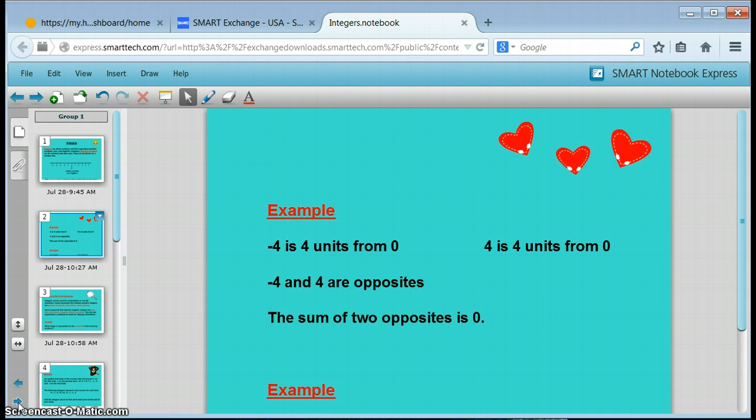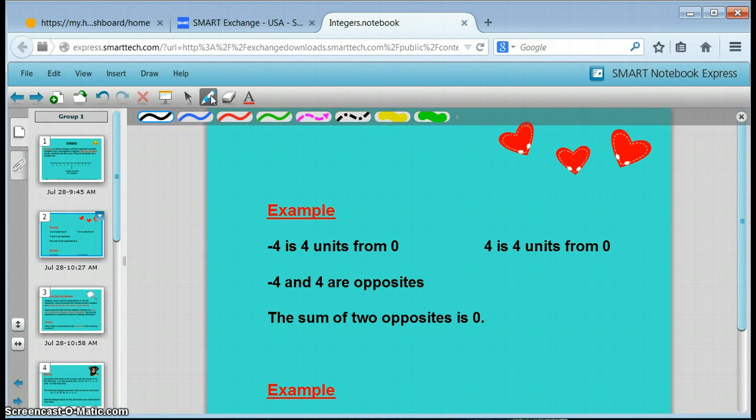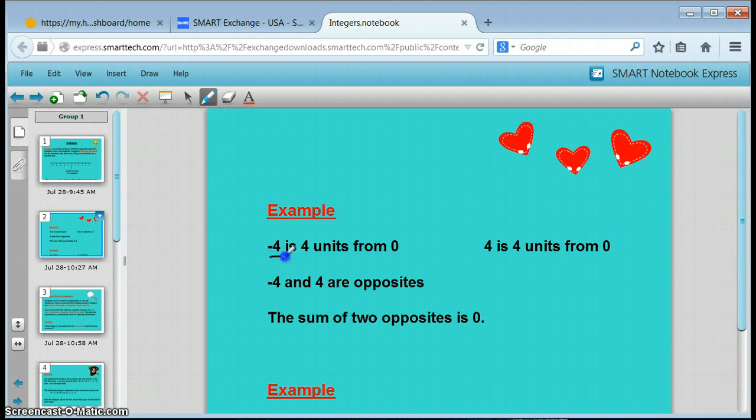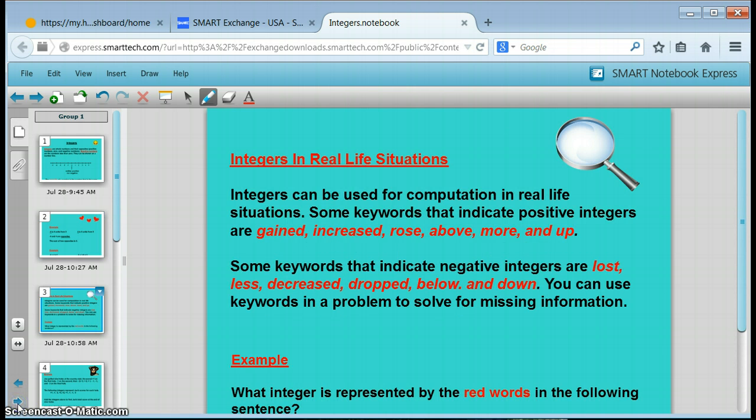Some examples. Negative 4 is 4 units from 0. 4 is 4 units from 0. So when you're counting the distance from 0, that's how you find these opposites. Both your 4 and your negative 4 are the same distance from 0, so they are considered to be opposites. The sum of two opposites is going to be 0. So if I were to add those together, I would get 0. We'll worry about sums later.